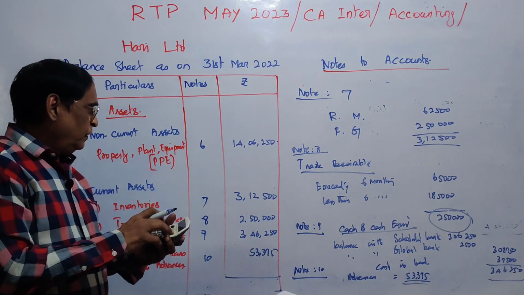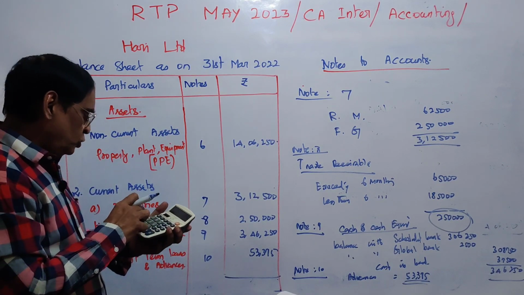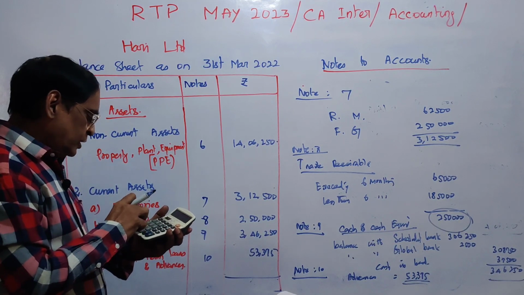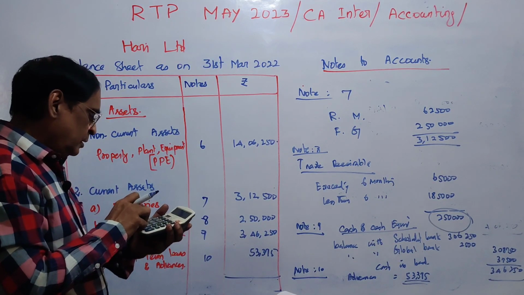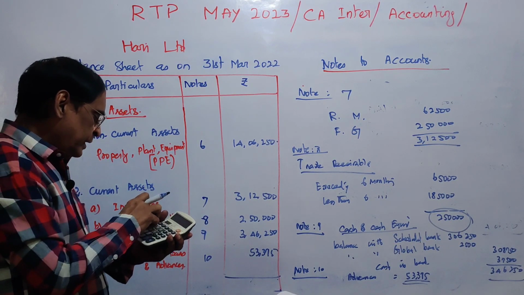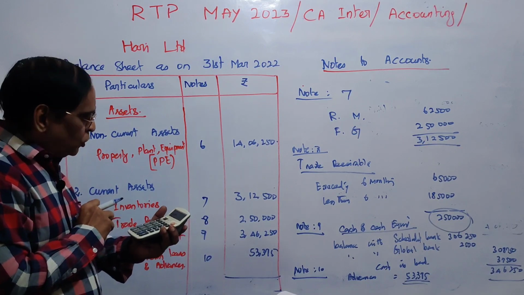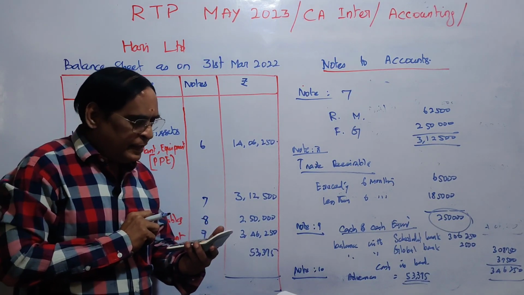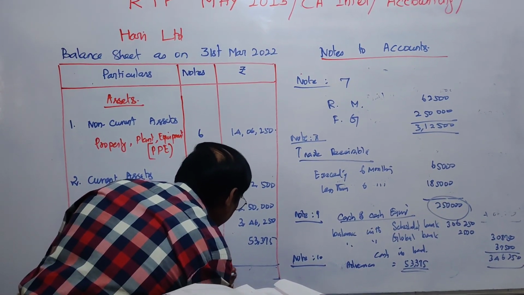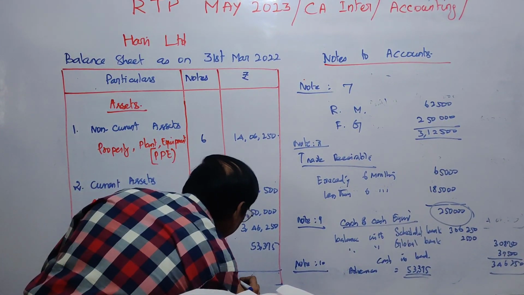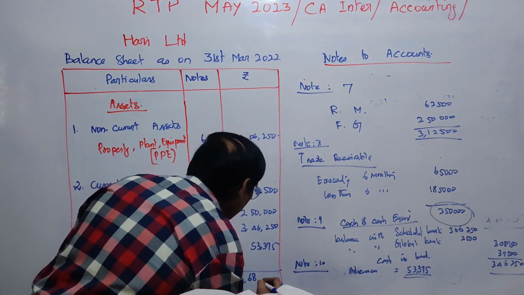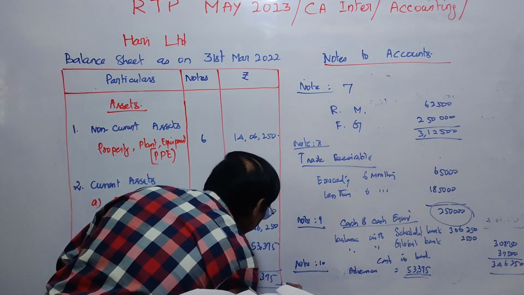Now we will total it: 14,06,250 plus 3,12,500 plus 2,50,000 plus 3,46,250 plus 53,375. So the total balance is 23,68,375. So it is totaled. Both the asset side total and the liability side total are tallied. 23,68,375. That's all.